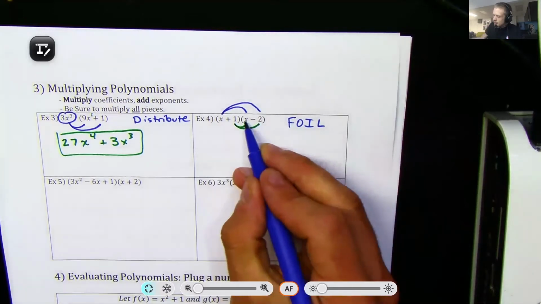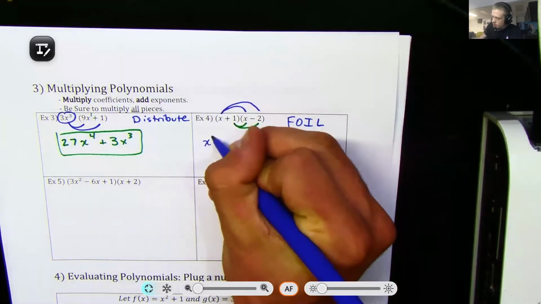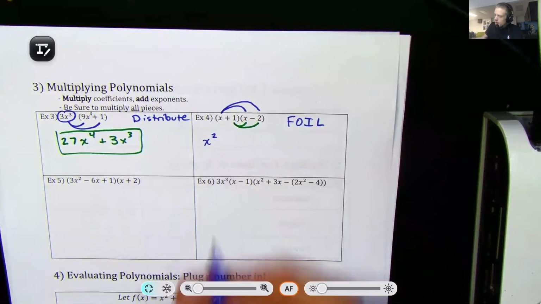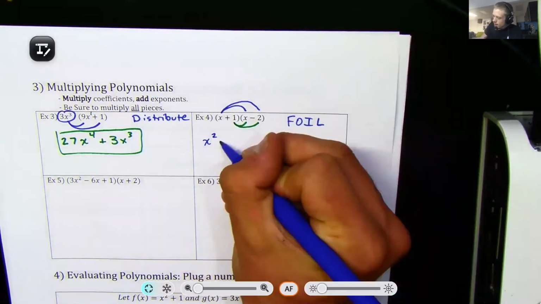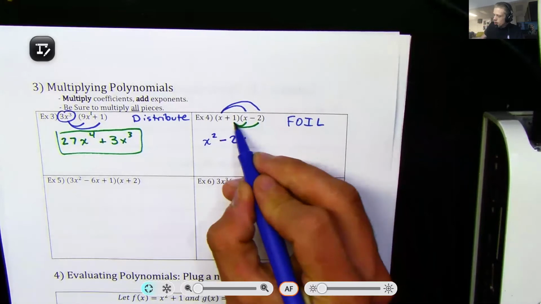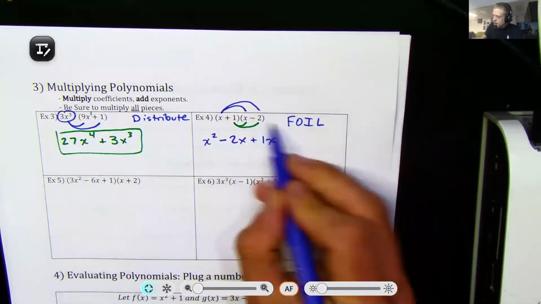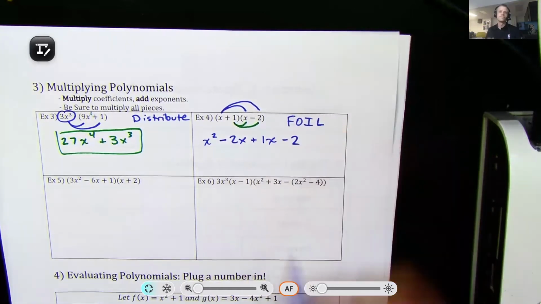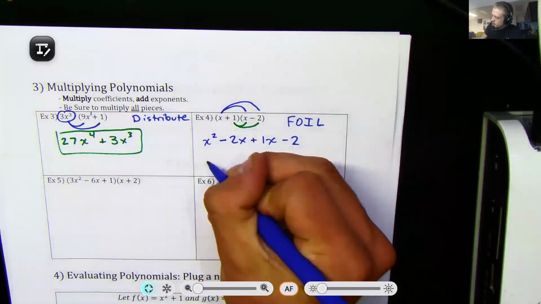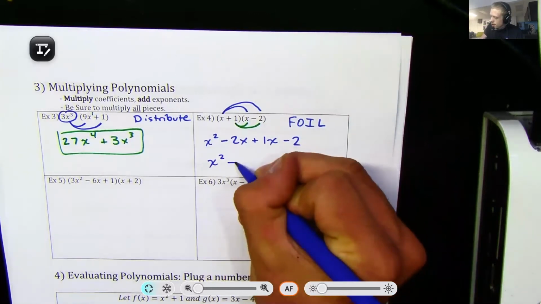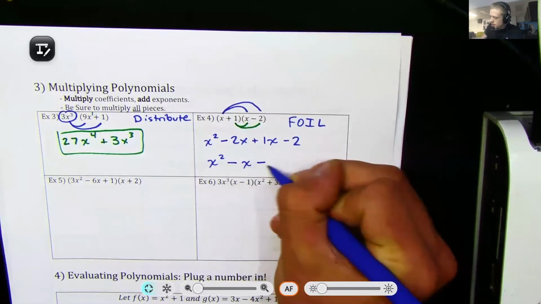X times x is x squared, right? I'm adding the exponents, 1 plus 1. X times this minus 2 is minus 2x. 1 times x is plus 1x. And then 1 times that minus 2 is minus 2. Now we are not done here. I hope you see why. We still have some like terms we can combine. That is always normally the last step. So we have x squared. Negative 2 plus 1 is negative 1, so I'm just going to write negative x, then minus 2.